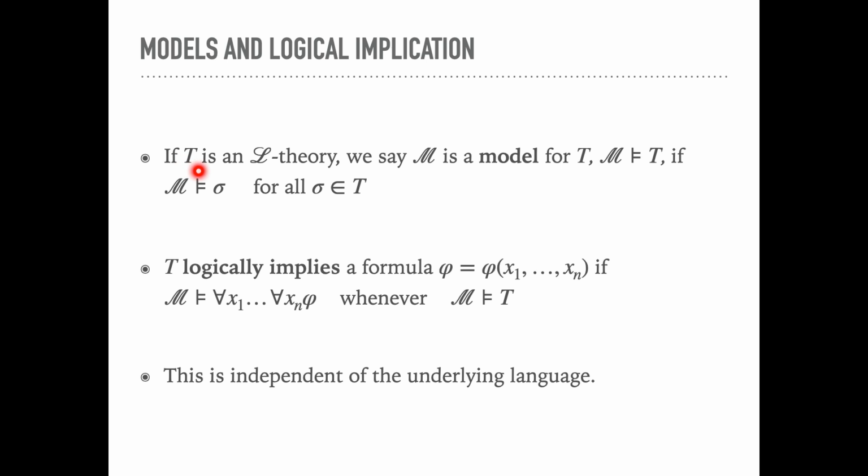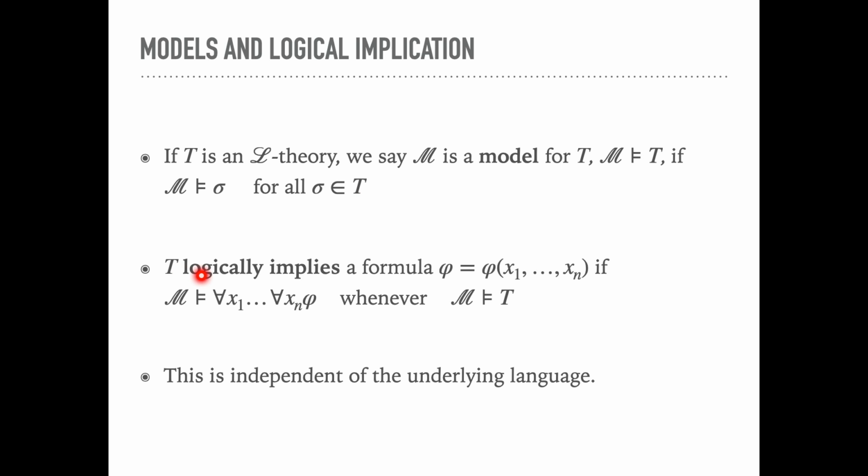Now suppose T is an L theory, and M is an L structure. We say M is a model for T, written M models T, if the structure satisfies all sentences in T. We're going to use this sigma here, often in place of phi or psi, to denote sentences. Once again, a structure is a model if it satisfies all sentences of a theory.